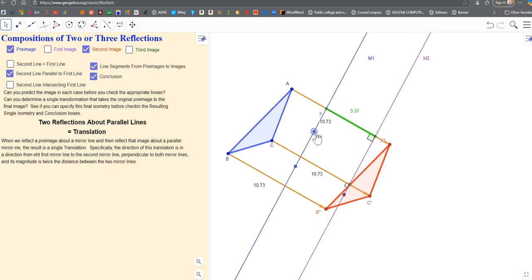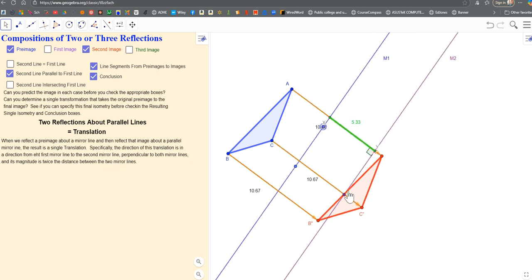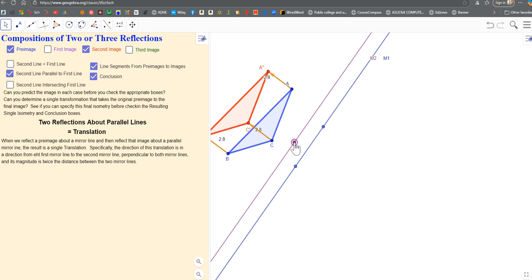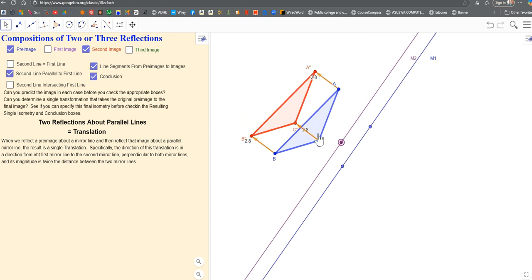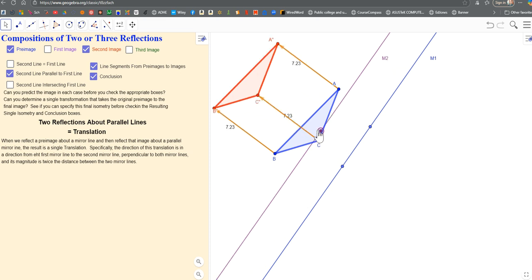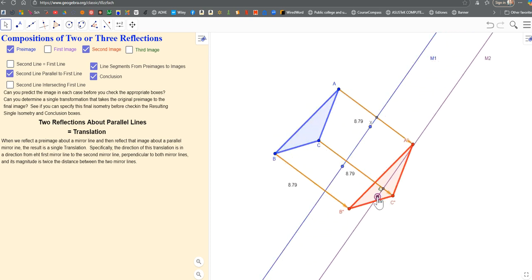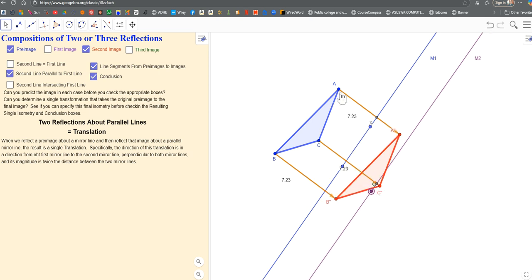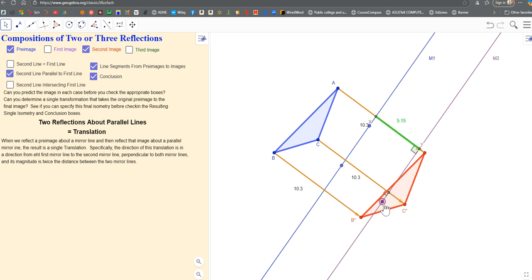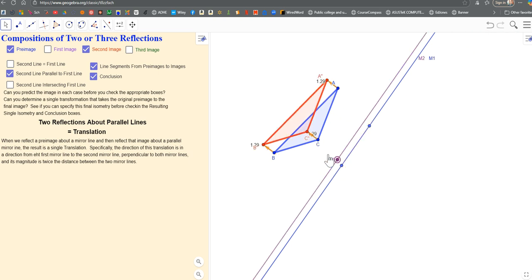Okay, does it make a difference where we put this? So let's say, what if we put it on this side? Now notice that the direction is in the direction from the first mirror line to the second one. Of course, it degenerates to the same image when they're the same. So that is in the direction from the first mirror line to the second, and sure enough, it is twice the distance between the two lines all the time.